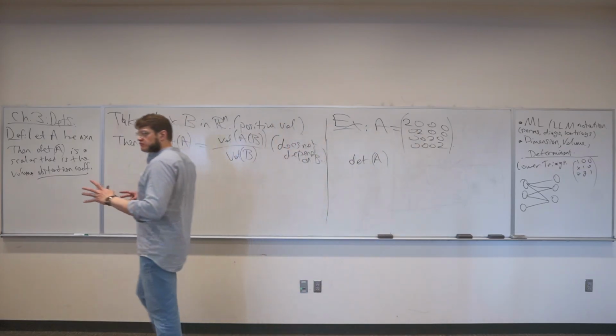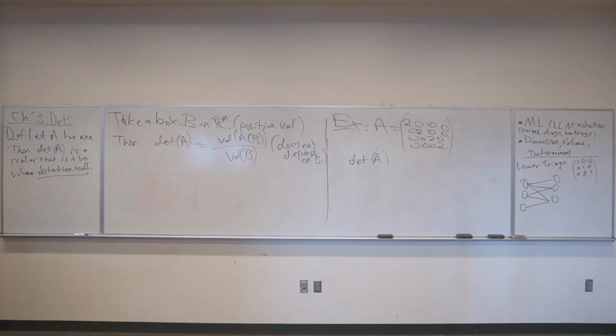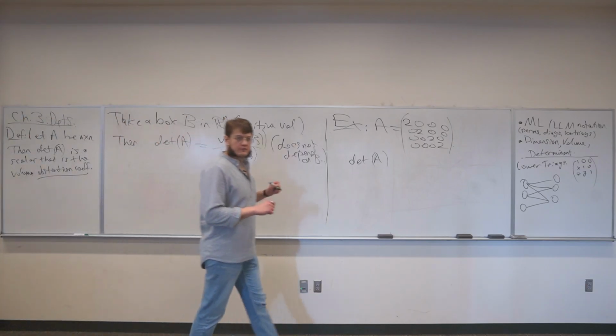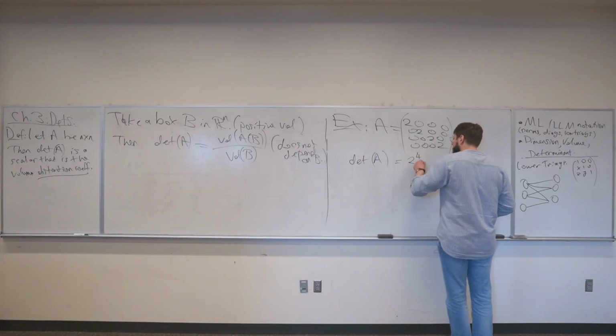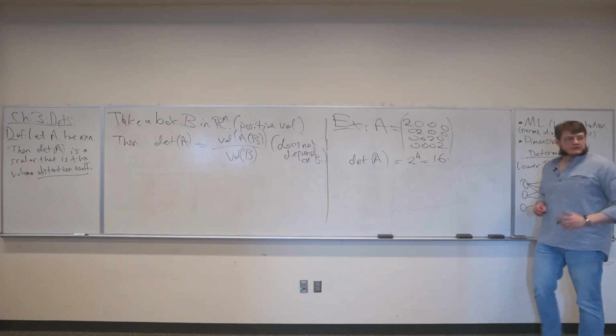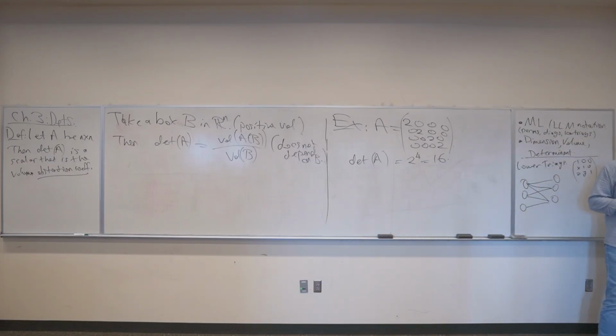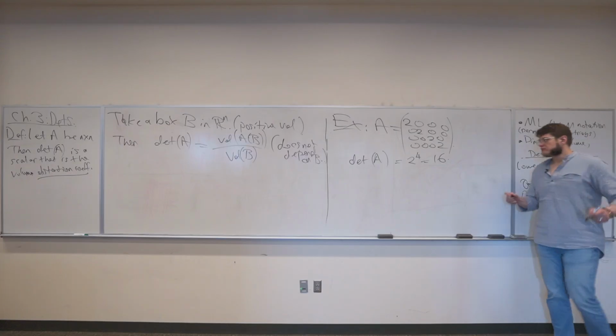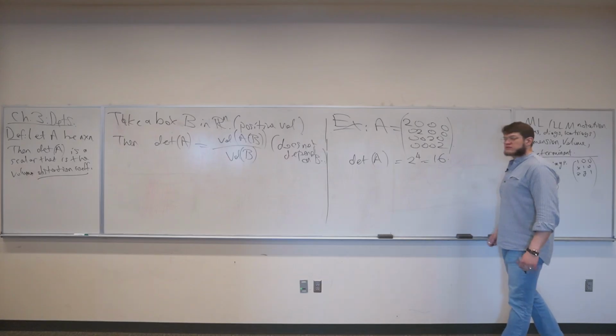Take a box, apply A to it. Your box is 4-dimensional. When you apply A to it, it's the same thing as scaling it by a factor of 2. When you scale a box by 2 in 4 dimensions, the volume distortion is going to be 2 to the 4. So the determinant is 2 to the 4, which is 16. Okay. Any comments or questions about this?